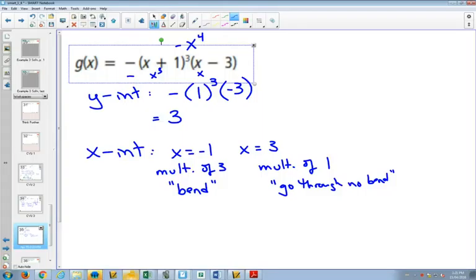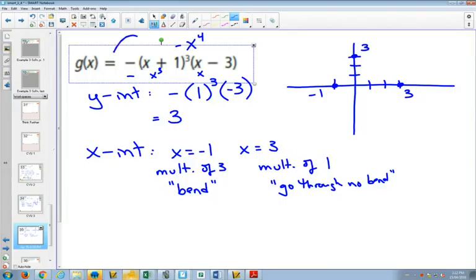So as far as our graph goes, we've got an x-intercept at 3, an x-intercept at negative 1, and a y-intercept at 3. Because it's acting like a negative x to the 4 graph, this is what it has to look like. So it's going to start down here. When it gets to negative 1, it's going to bend. And then it's got to go through our y-intercept.